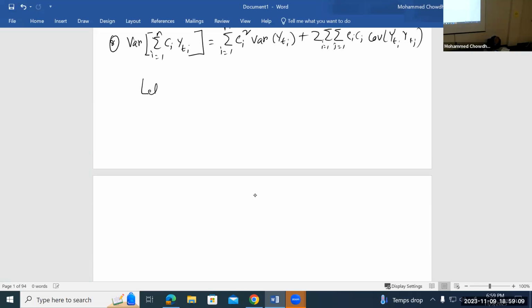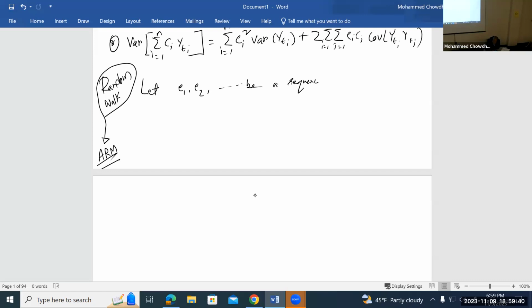So let, this is a random walk. From the random walk, I am constructing an autoregressive model. Okay, the autoregressive model I am constructing from the random walk. Let E1, E2 be a sequence of independently and identically distributed random variables with zero mean and variance sigma square.